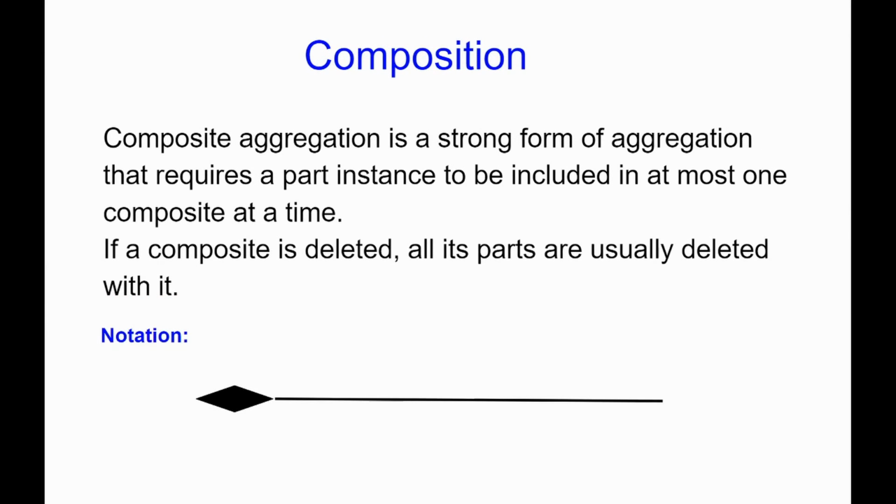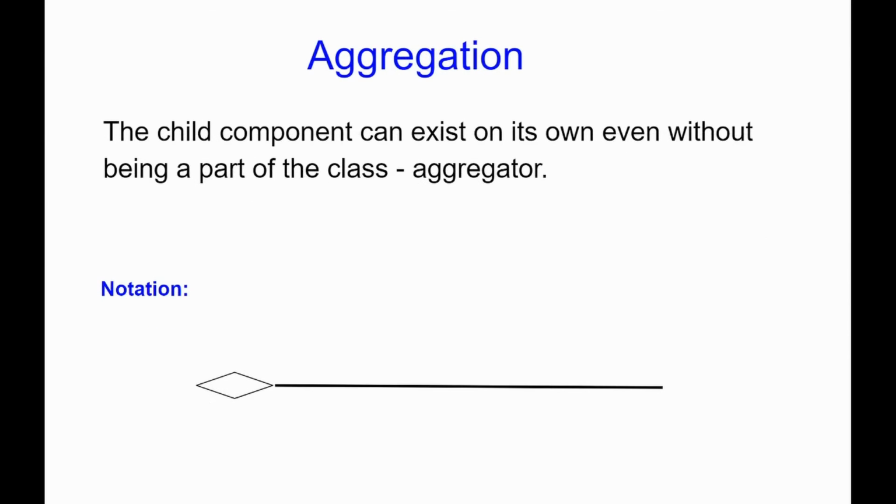Composition. Composite aggregation is a strong form of aggregation that requires a part instance to be included in at most one composite at a time. If a composite is deleted, all its parts are usually deleted with it. Aggregation. Very similar to composition, but in this case, the child component can exist on its own even without being a part of the aggregator class. Aggregation is drawn with a hollow diamond pointing towards the aggregator.